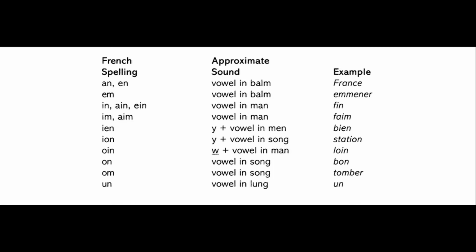I will start from the first, like AN and EN, and the sound is "an", so it is "fans". AN and EN, like the vowel in "bar", so it is like "farm". This is a nasal sound.